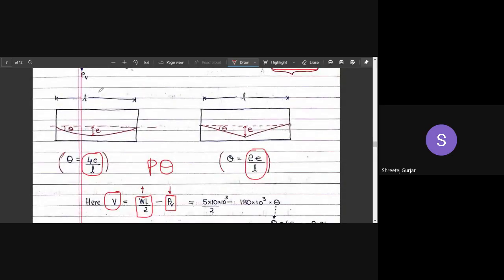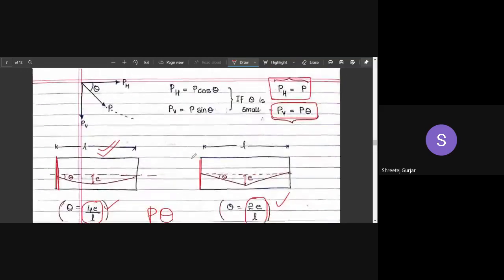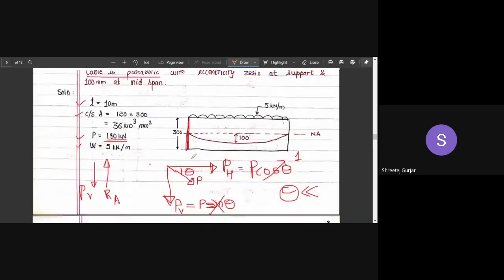Okay, so this is the case which you have studied, and we have found it at the support section. Remember, we have found it at the support section. If they ask you to find it at the support section for this kind of eccentricity, when you have a straight tendon which is bent at one point, then you can use this formula to calculate theta. But in this case, when you have a parabolic tendon, we can use this particular formula. Okay. So I hope this particular numerical is clear.